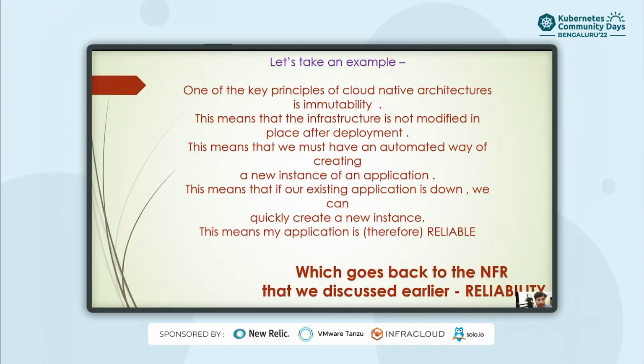So let's take an example. One of the key principles of cloud native architecture is immutability. What does that mean? That means an infrastructure should not be modified in place after deployment. Rather than modifying the infrastructure, I should have an automated way of creating another instance of that infrastructure or application. This means that I have an automated pipeline that can help me deploy that application again. So say, for example, my application goes down, I can leverage that same pipeline to deploy it again. So immutability or immutable architecture is actually leading the way to reliability. So reliability was the NFR I discussed earlier, whereas immutability is a cloud native principle. So they're kind of linked.